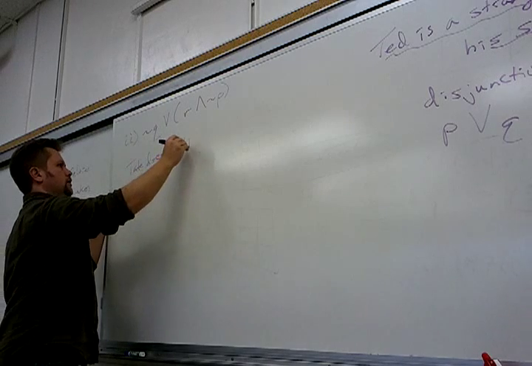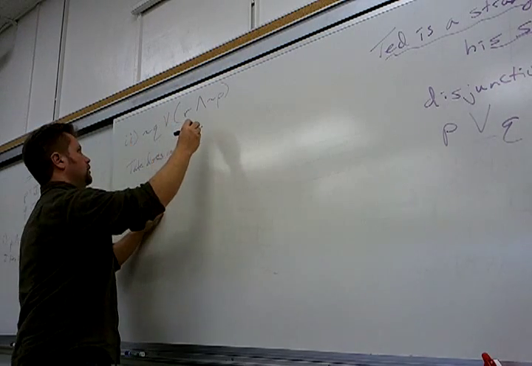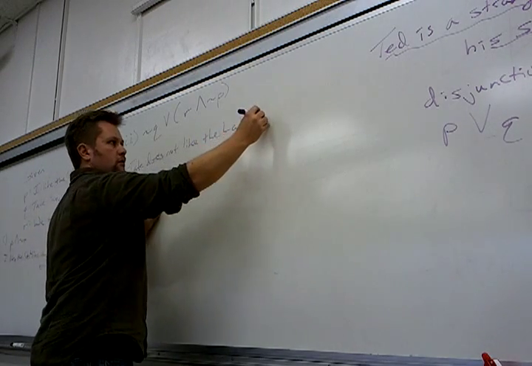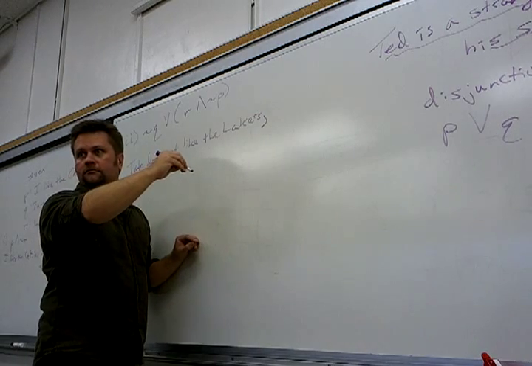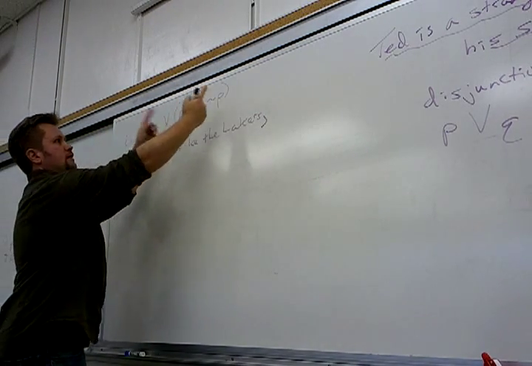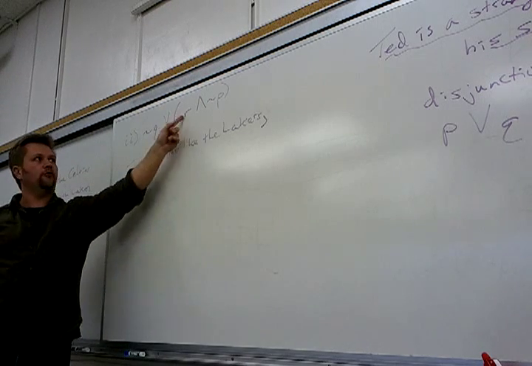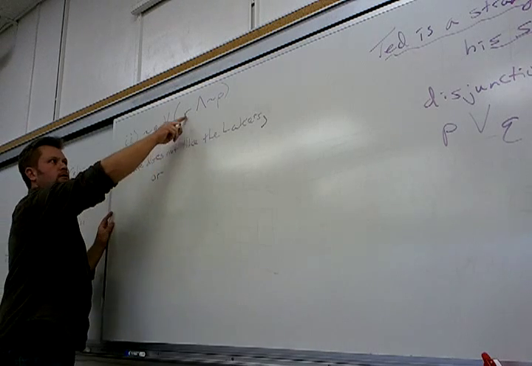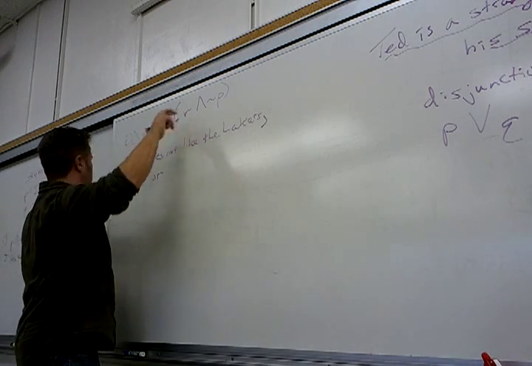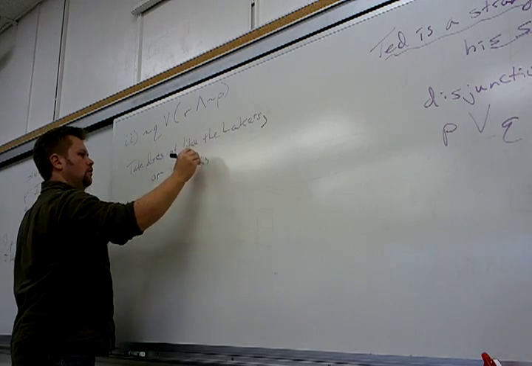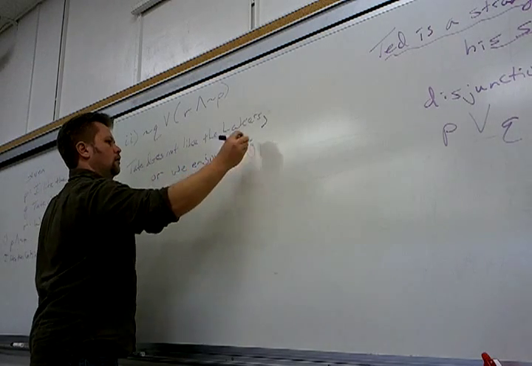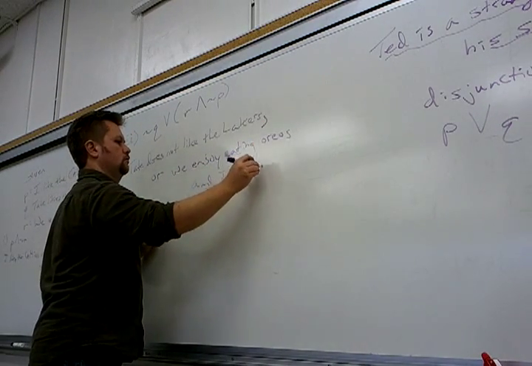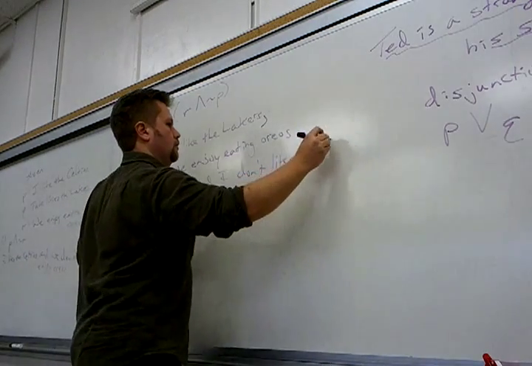Or, and he doesn't. Tate does not like the Lakers, comma. Because you want this by itself and then these together. So the parentheses actually tell you where to put the comma. Tate does not like the Lakers, or we enjoy eating Oreos. Good. We enjoy eating Oreo cookies. And I don't like the Celtics.